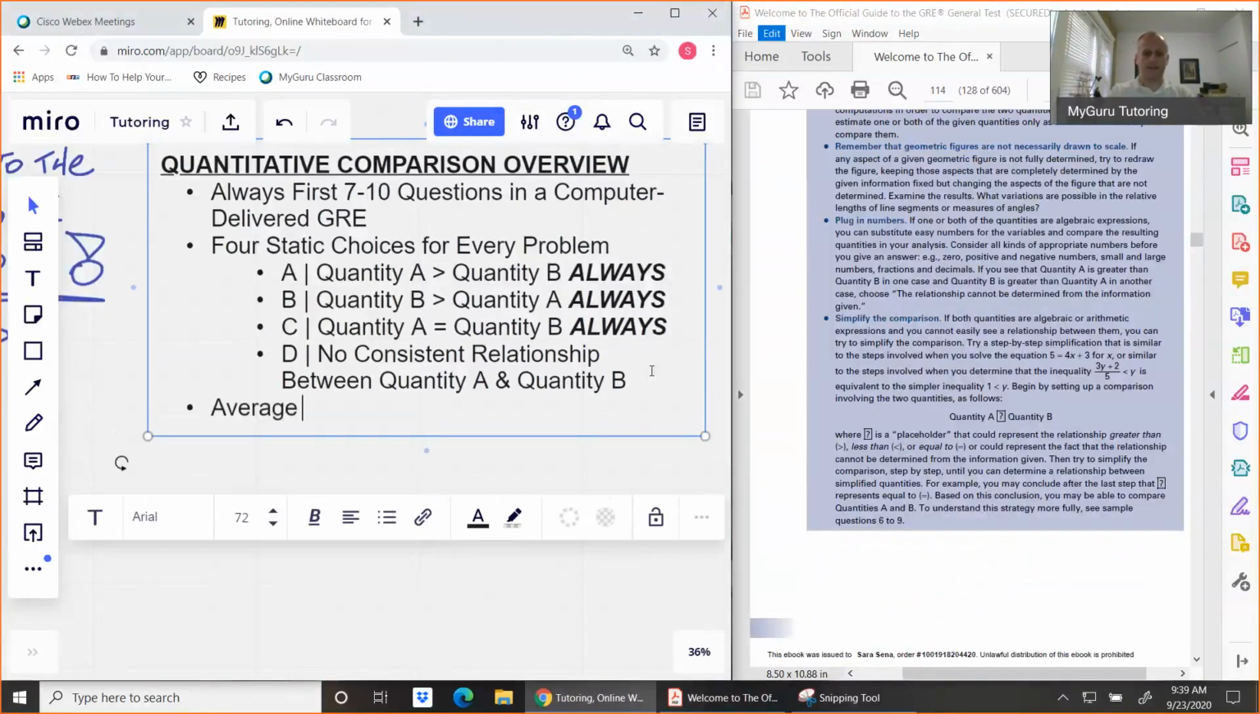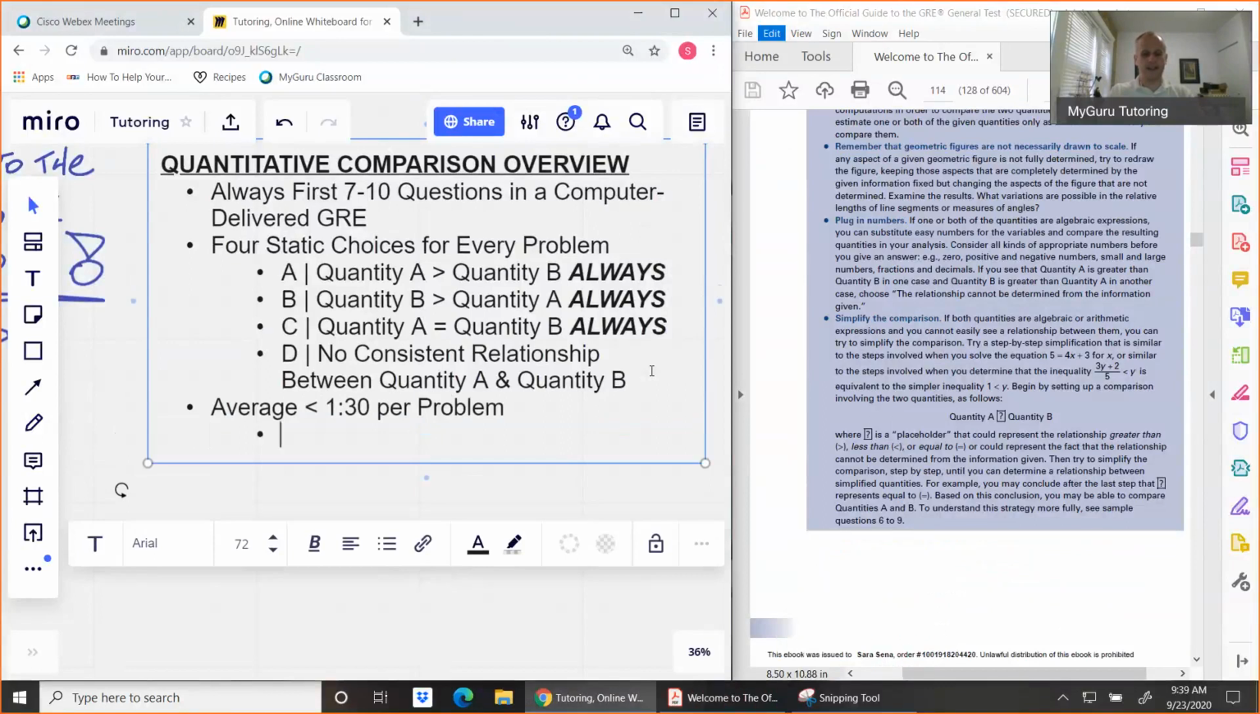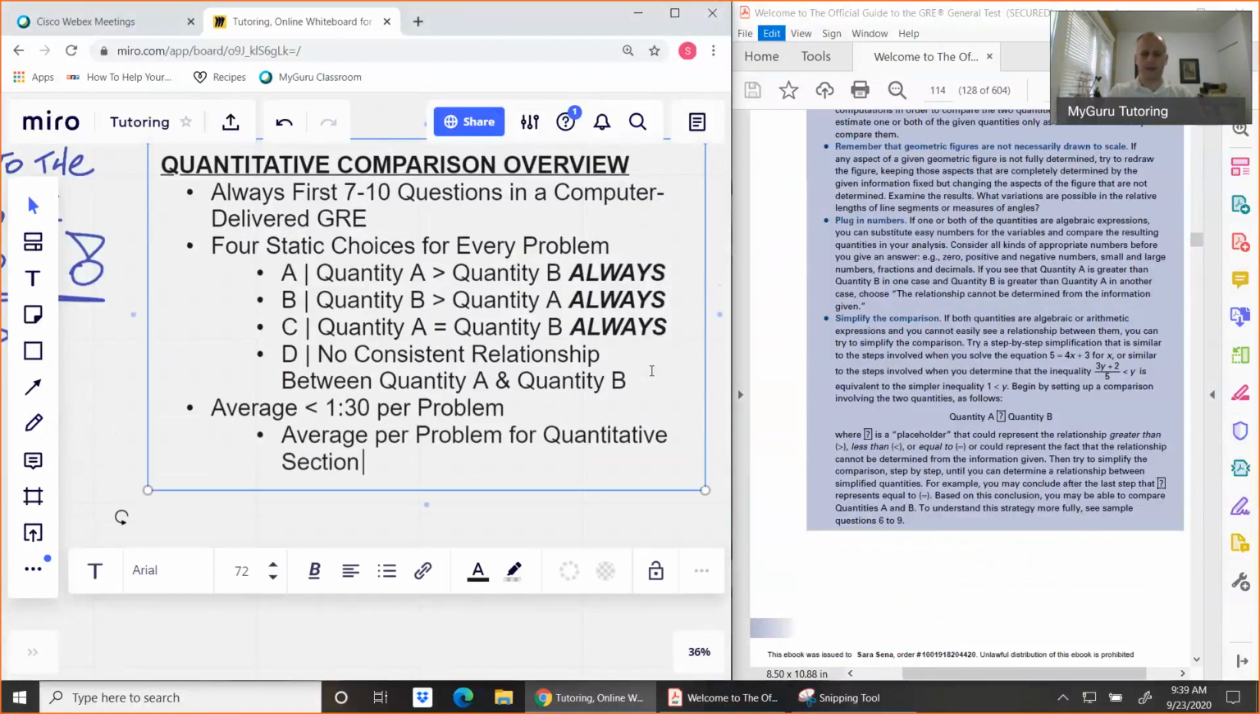Now, for the quantitative comparisons, generally, what you want to do is limit yourself to an average of under a minute 30 per problem, understanding that the average per problem for the quantitative section is going to be about a minute 45 per problem. That means the quantitative comparisons should go a bit more quickly than the problem solving questions, because there are first fewer answer choices, and second, you could potentially do some logical estimation to avoid over calculating. There's often opportunities with the quantitative comparisons to save yourself quite a bit of time.